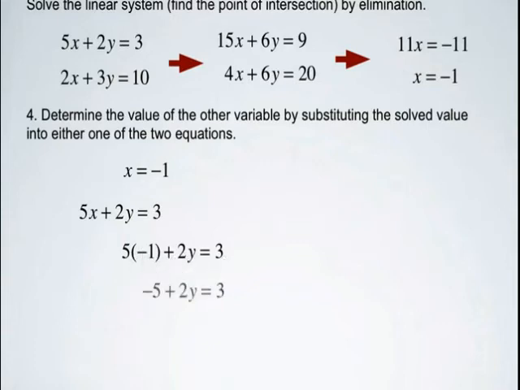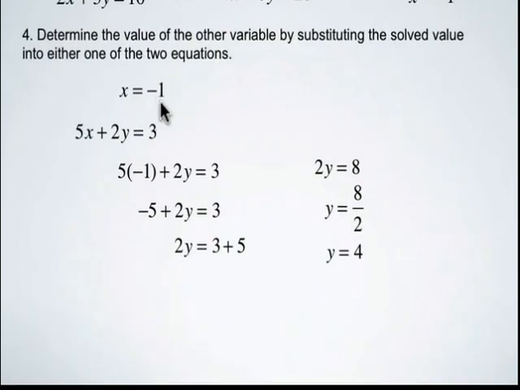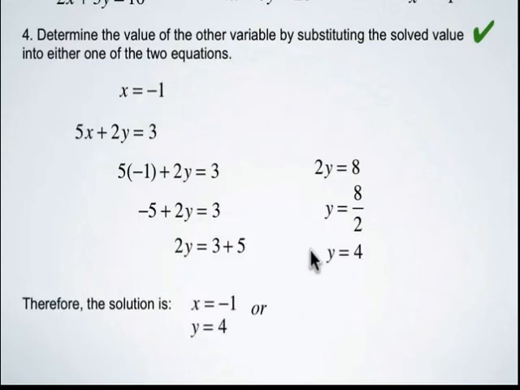Well, 5 times negative 1 is negative 5. And we're going to have to add 5 to both sides in order to isolate the y term. And we get then 2y is equal to 8. And we're going to divide both sides now by 2. And we get y equals 4. So now we've done our fourth step. And our solution then is x equals -1 and y equals 4, or as an ordered pair, in XY form, our ordered pair is -1, 4, which means that the intersection point for our linear system is going to be -1, 4.